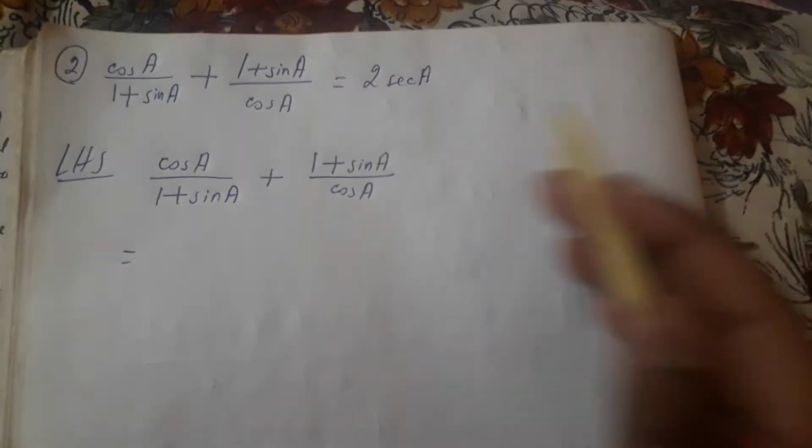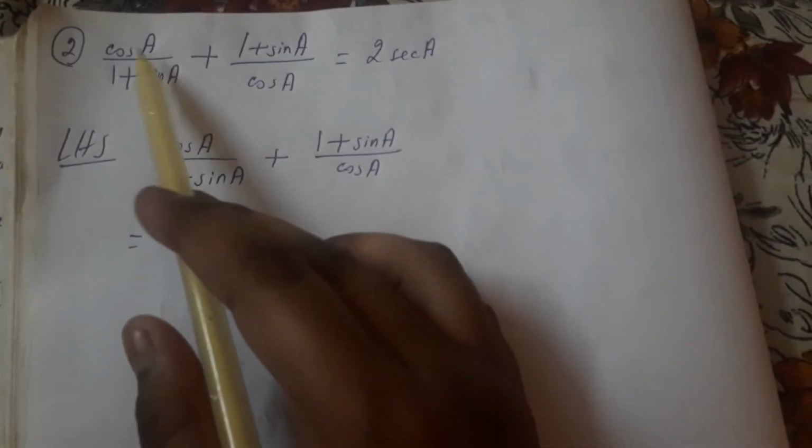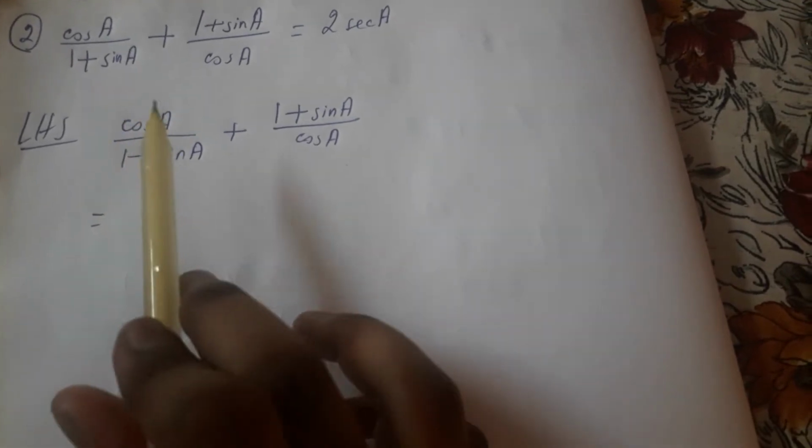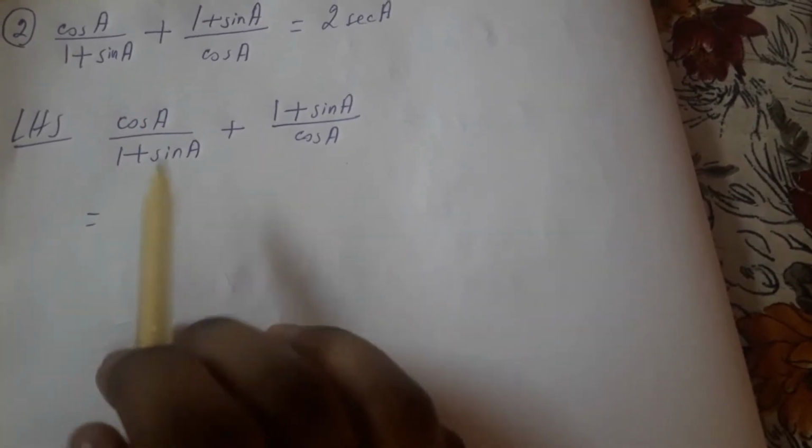Now see students, this is the second one. Given: cos a by (1 plus sin a) plus (1 plus sin a) divided by cos a is equal to 2 sec a. So first you have to start from LHS. I have already written the LHS part. Now see here, cos a divided by (1 plus sin a) plus (1 plus sin a) divided by cos a.